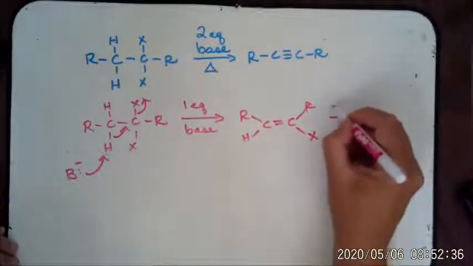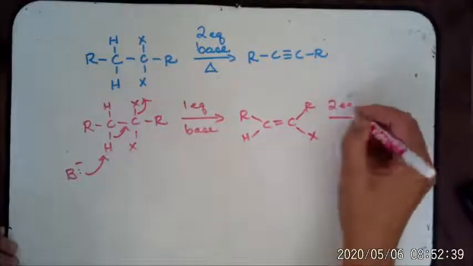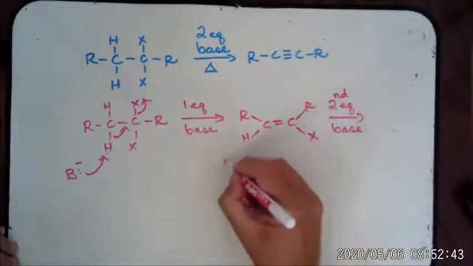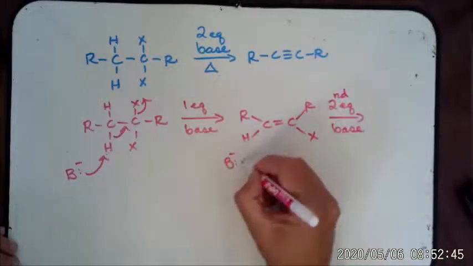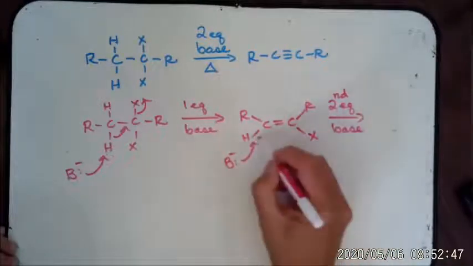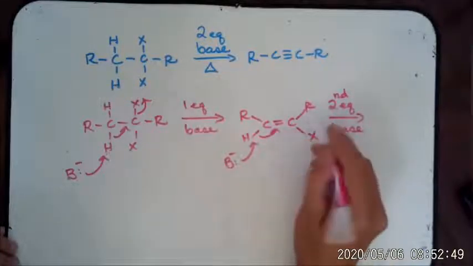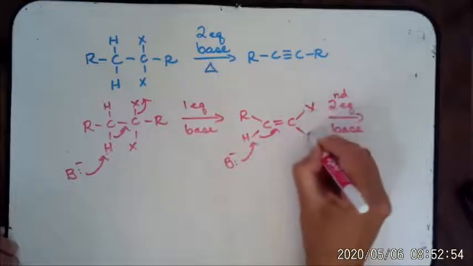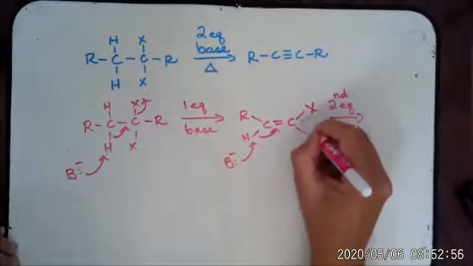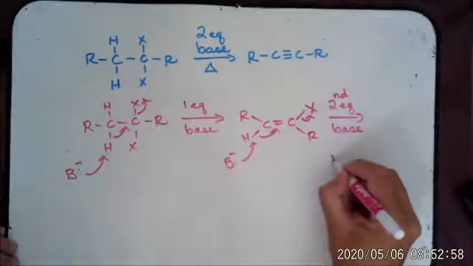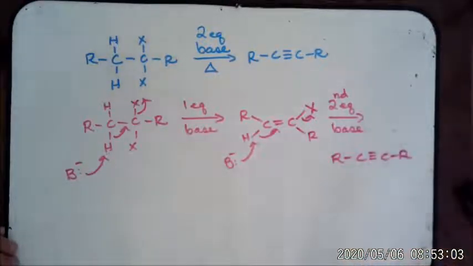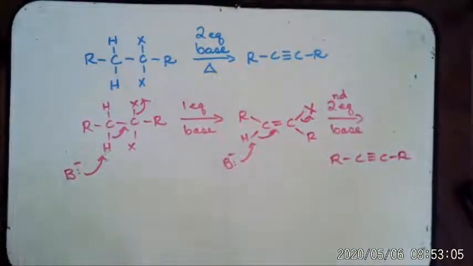Now, when I add my second equivalent of base, again it comes in, grabs the proton, this comes in, and now this leaves. So you can just see. And that's essentially how we get our alkyne. Okay? So it's basically 2 eliminations.